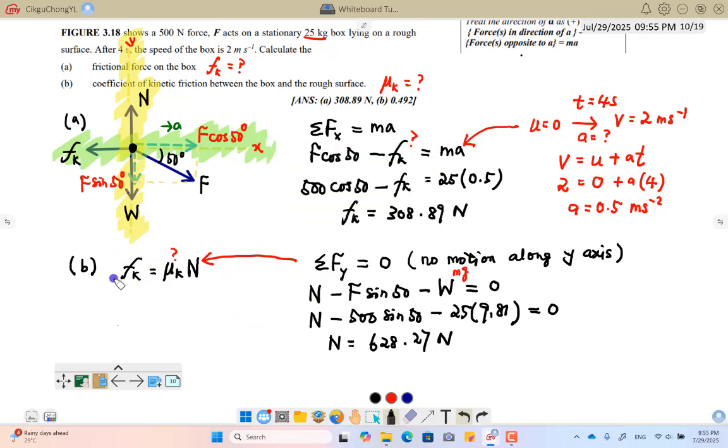After I obtain the value of the normal force, I can calculate the coefficient of kinetic friction. So put in the value of Fk, 308.89, equal to the coefficient of kinetic friction times the normal force, 628.27. Then I'll get the coefficient of kinetic friction, which will be around 0.492. There is no unit for the coefficient of kinetic friction because it is Fk divided by N, so the unit of Newton is cancelled off.